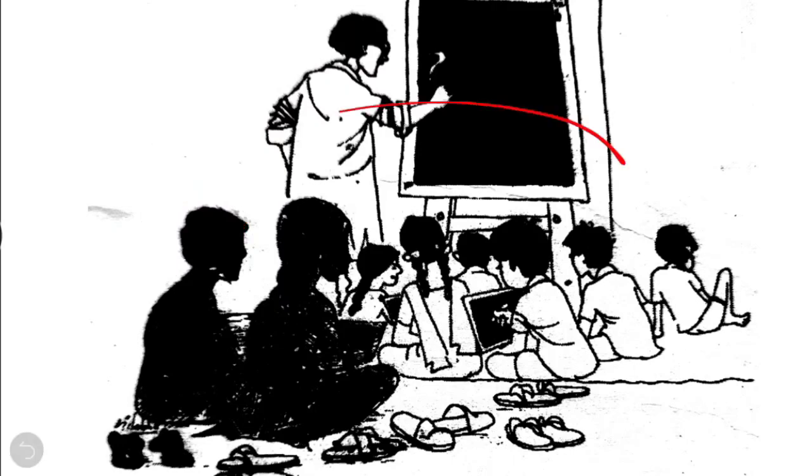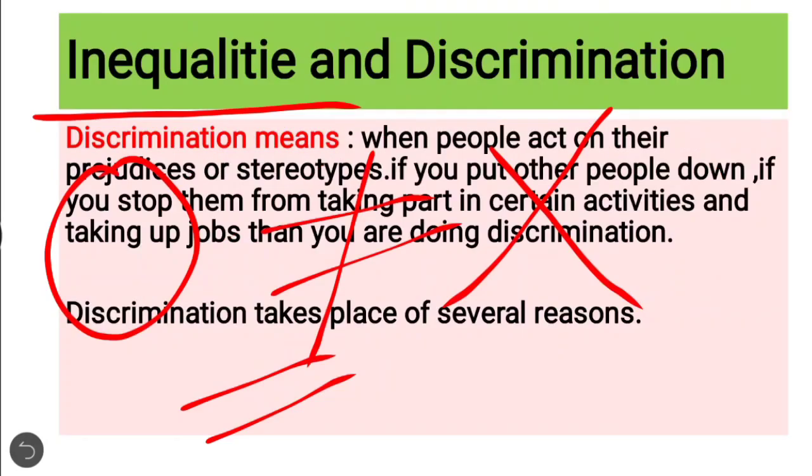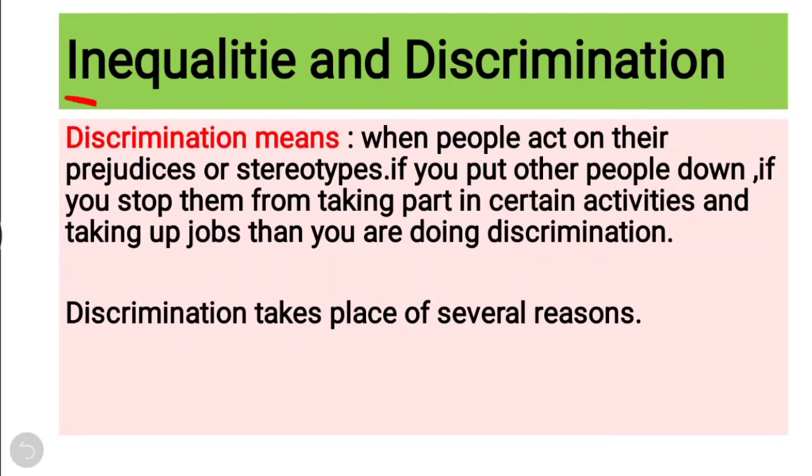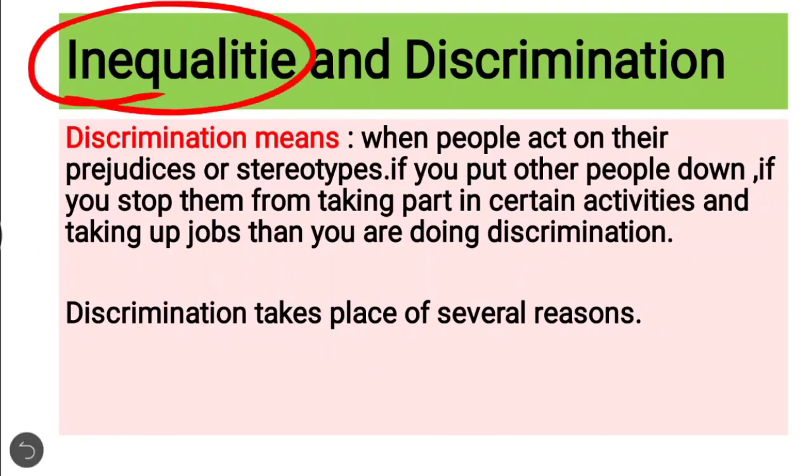What is going on here? Discrimination is going on here. So inequality and discrimination are interlinked terms. When you are not giving any right to the person, it means that you are creating discrimination.